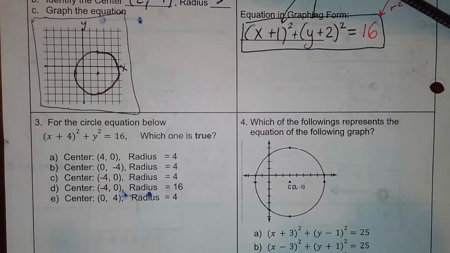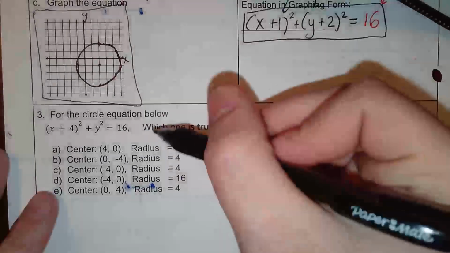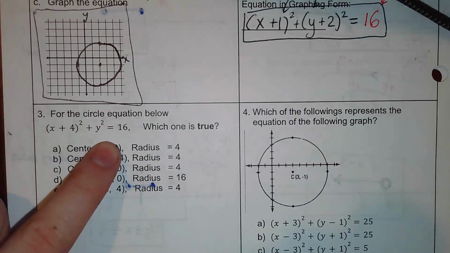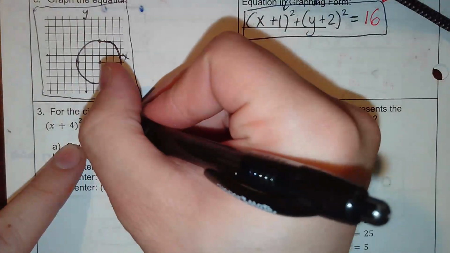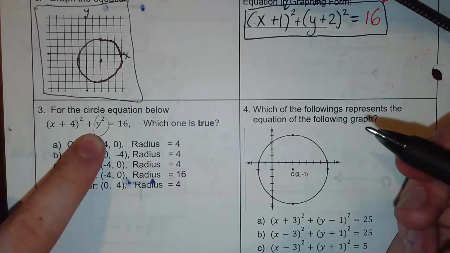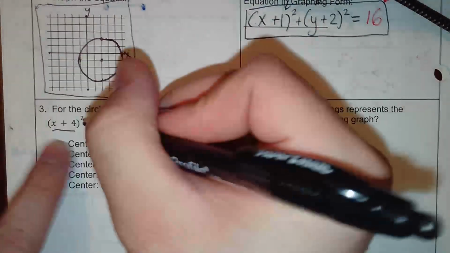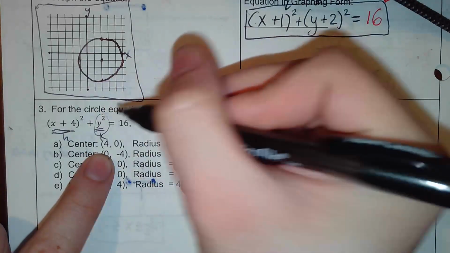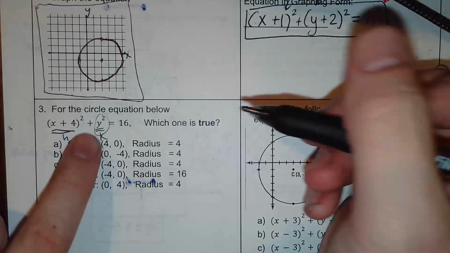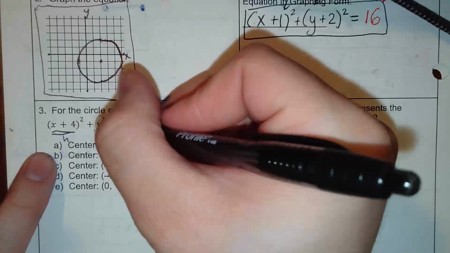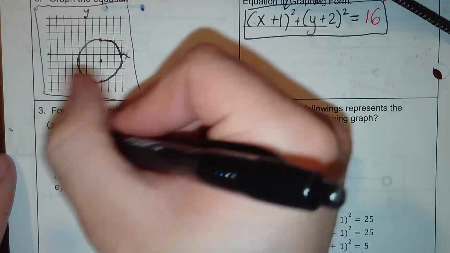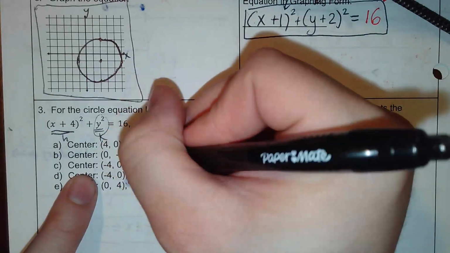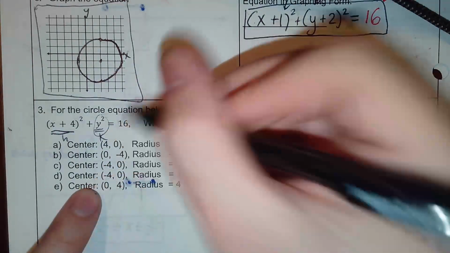All right, next up is number 3. For the circle equation below, which one is true? So for this one, this is an interesting case where we actually don't have a y value. It's not moved up or down. Remember, this is left or right, horizontal. That's why it's h. This is vertical. I like to say vertical with a k. It's going up and down. So it's not going up, but it is going left. So this is going to be left 4 by switching the sign, and 0.